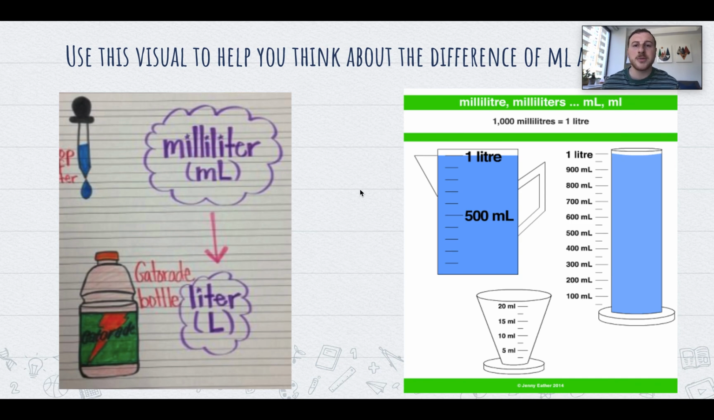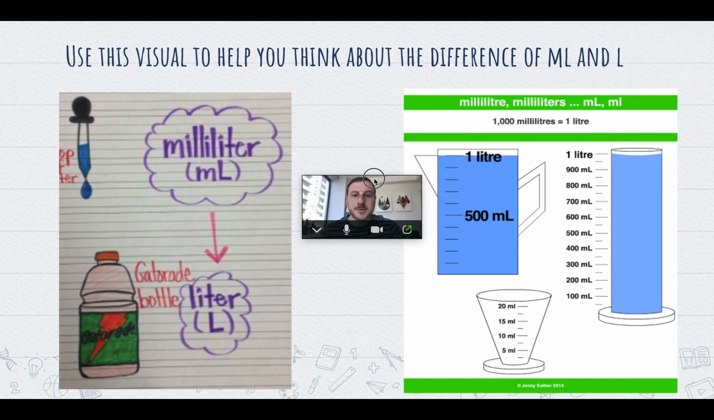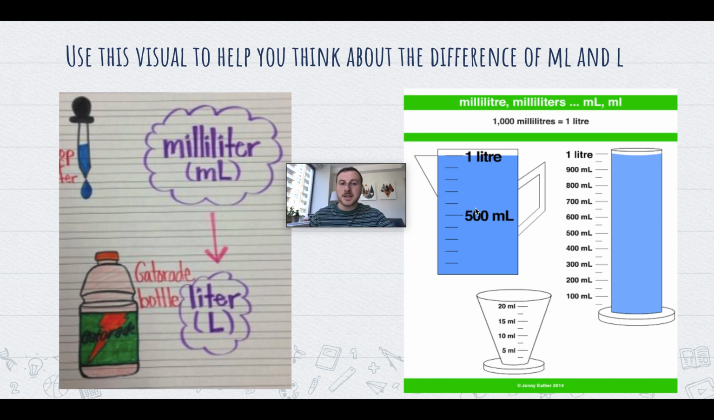Here's another way to help you visualize and think about the difference between milliliter and liter. A milliliter, you could see, is very, very small. It's like one little droplet. And a liter would be considered like the size of a Gatorade bottle. You can think about it this way also. Take a look at these different measuring cups. You might have seen them in science class. 500 milliliters is half of 1 liter, which would mean that 1 full liter is double 500, which is 1,000 milliliters is equal to 1 liter.